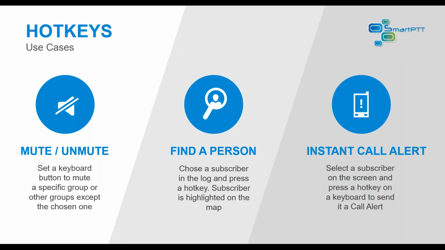Some instances of hotkey use would be muting or unmuting, so you can have different buttons to mute and unmute different talk groups. You can highlight a subscriber and then press a key to query where their current location is. Or, same thing, highlight a subscriber and press a button to initiate a call alert.